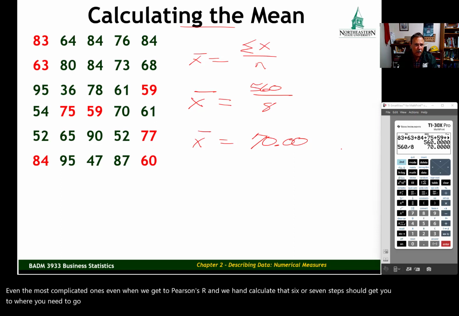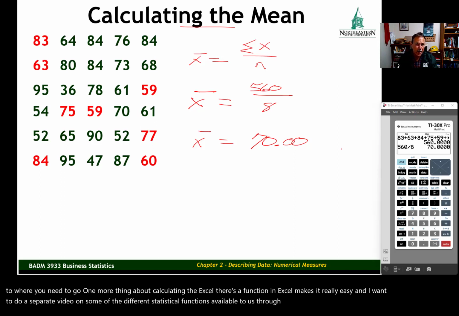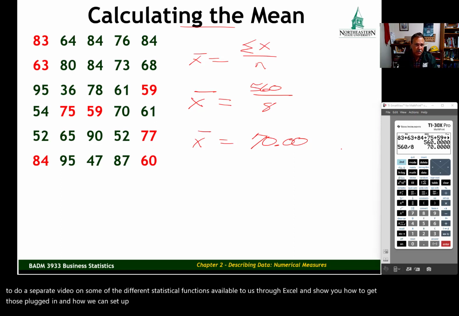One more thing about calculating the mean. There's a function in Excel that makes it real easy. And I want to do a separate video on some of the different statistical functions available to us through Excel, and show you how to get those plugged in and how we can set up a report sheet for our different statistics.